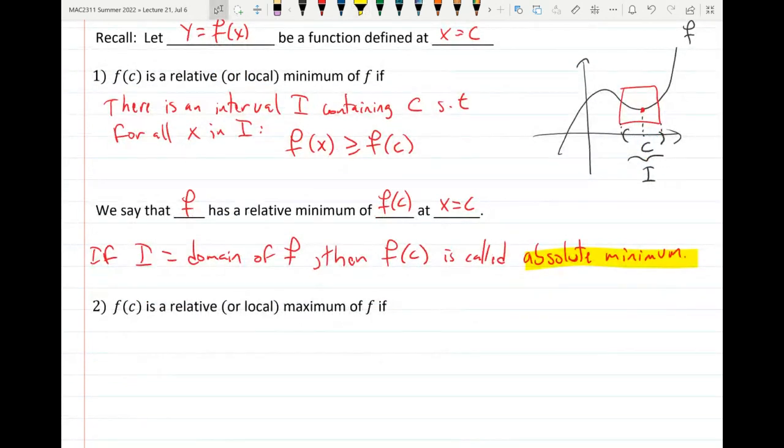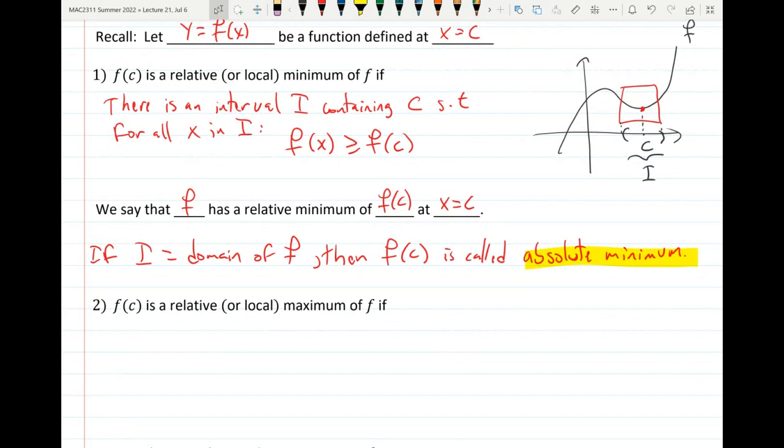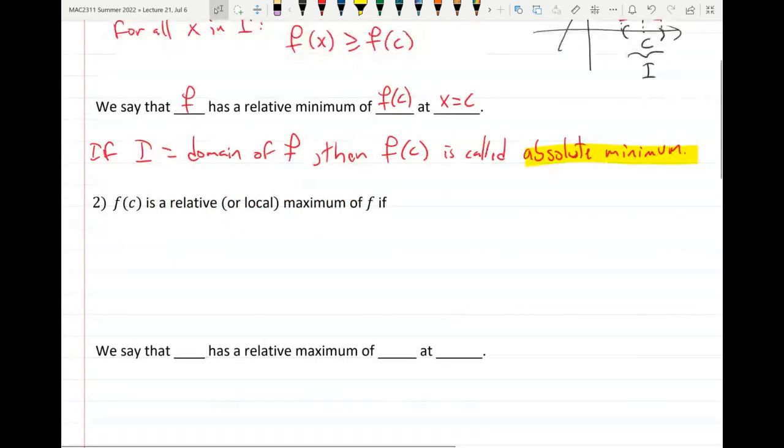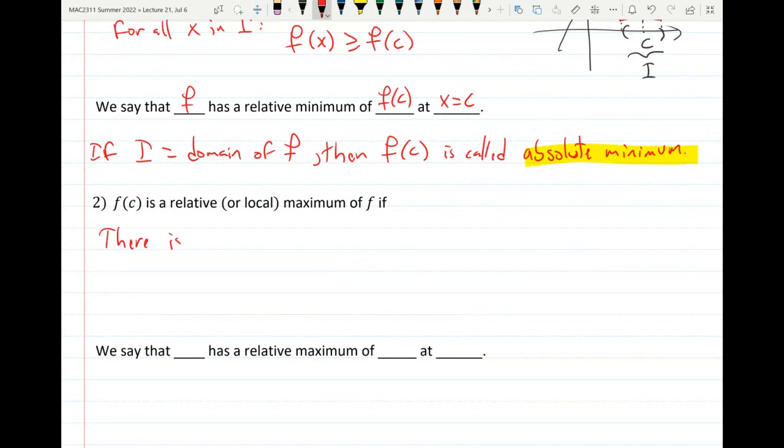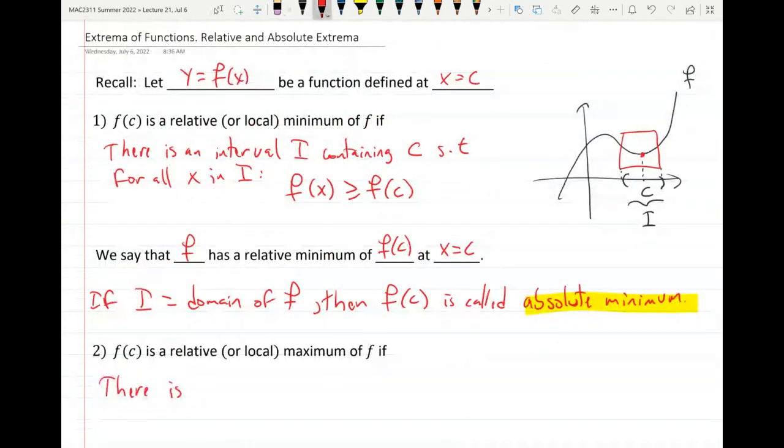All right. Any questions? Now, similarly, we have a definition for a relative or an absolute maximum. Okay, it's the same idea. All I have to do is split this inequality. To have a local maximum means that you get the highest point of the graph inside a little interval, and that's a local. Absolute is the highest point on the entire graph. So f of c is a relative or local maximum of f if. So let me use the same picture. So this guy is the local min.